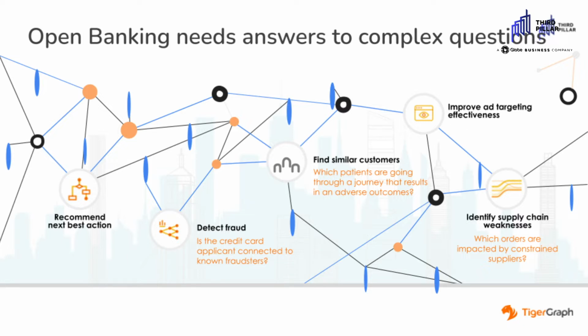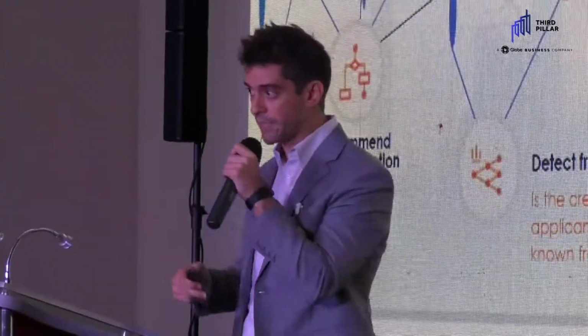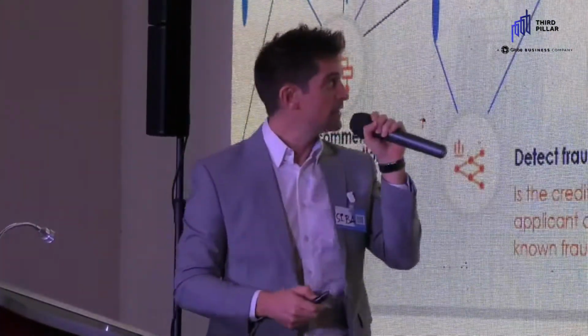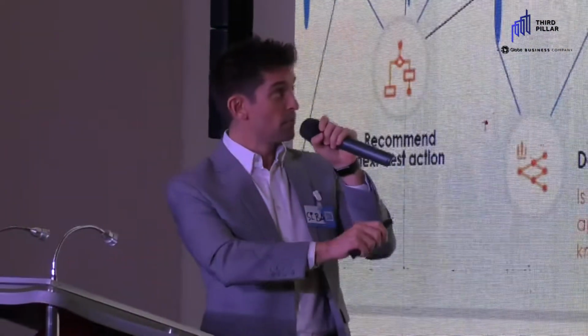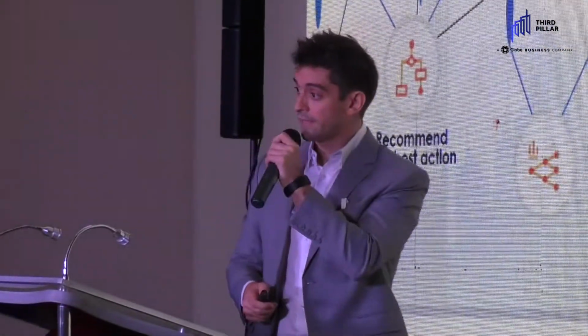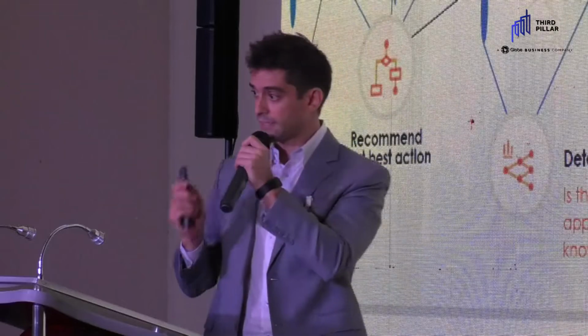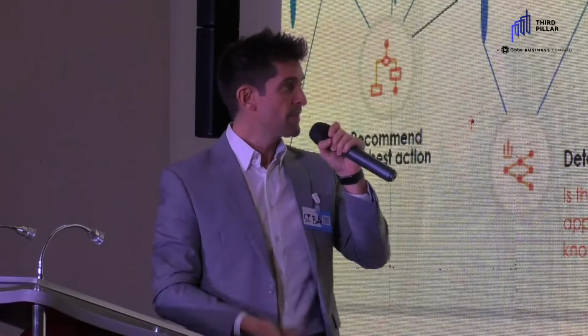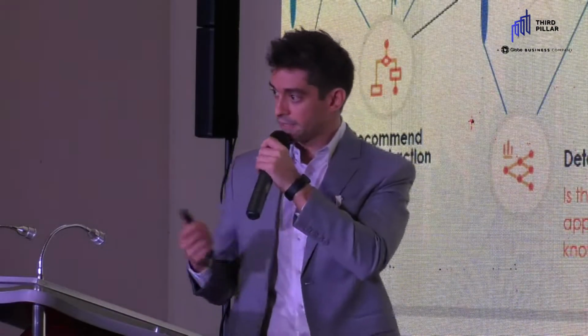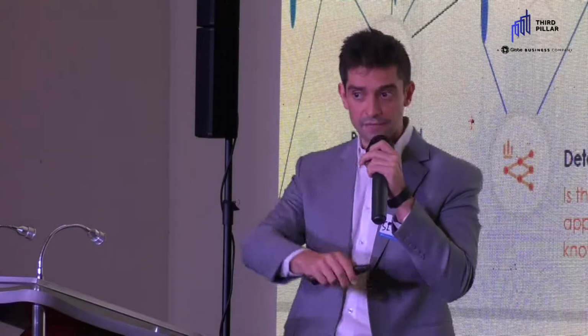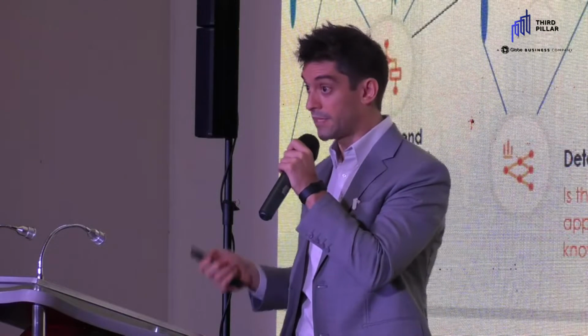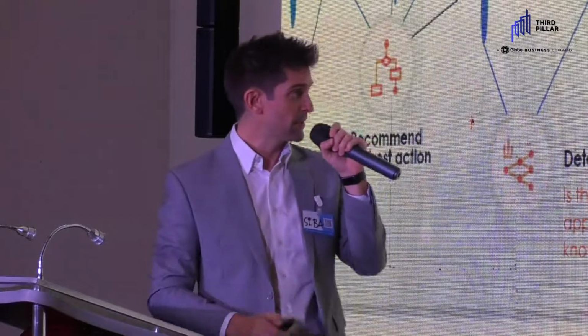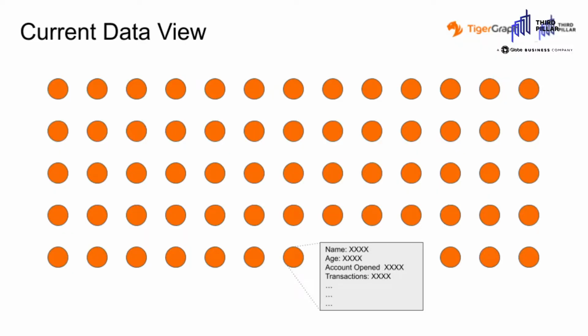Find similar customers. This is an area extremely important in marketing: if you have a good customer, do you have anybody who is similar to this person, and being able to identify them immediately. Improve ad targeting effectiveness, ensuring that you are targeting the right people with the right campaigns. And identify supply chain weaknesses. If you are in any type of delivery or any type of implementation of anything, ensuring that you don't have any struggles with that.